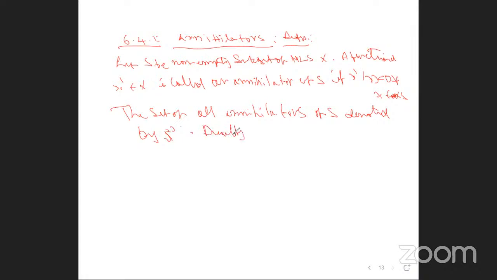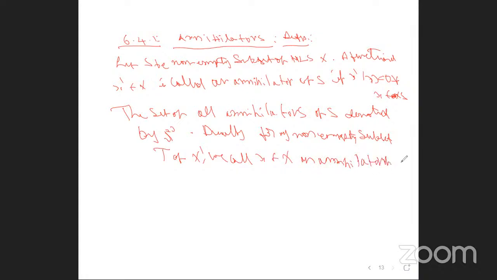Dually, for any non-empty subset T of X dash, we call small x belonging to capital X an annihilator of T if x dash of x equals 0 for all x dash in T.